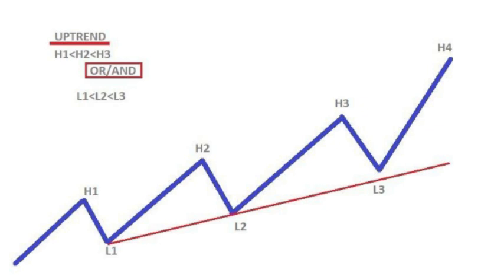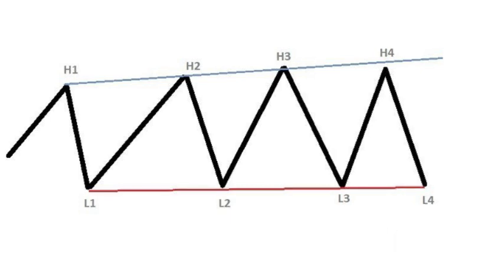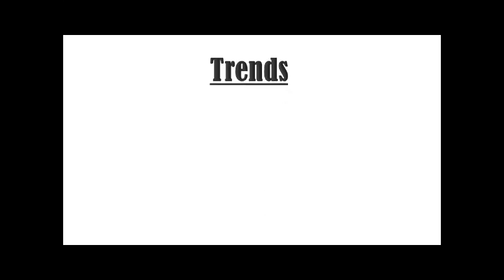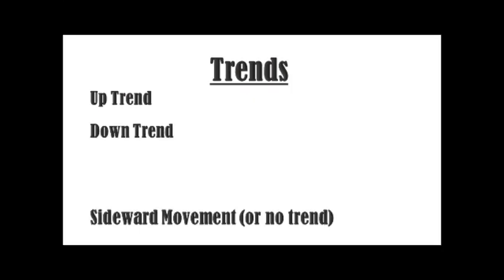Moving on to sideward movement. So in sideward movement, neither highs are higher nor the lows are lower. They are more or less similar to each other. All the highs are almost similar and all the lows are almost similar. So now we know there are three types of trend: uptrend, downtrend, and sideward movement. In the previous three charts, we have seen smooth price movement. It was very easy to identify the trend and trade accordingly.